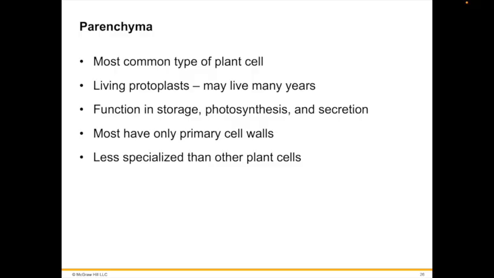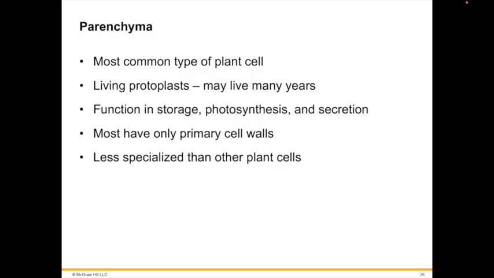These cells, which have living protoplasts, push up against one another shortly after they are produced, however, and assume other shapes. Parenchyma cells may live for many years in some plants. For example, in cacti, they may live for over 100 years. They function in the storage of food and water, photosynthesis, and secretion.